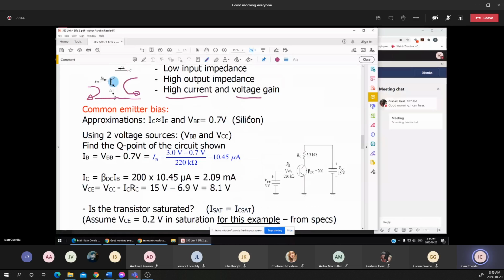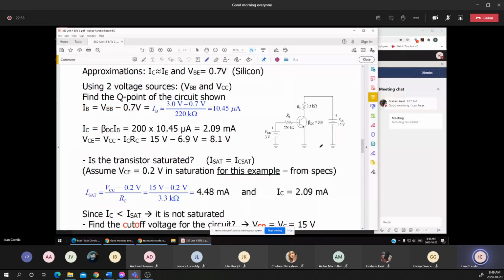determine the Q point of the common emitter circuit. The first circuit that is used, the simplest circuit, has some advantages and disadvantages.